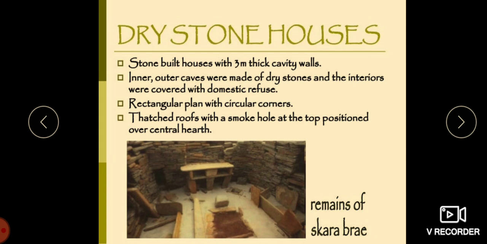It differs. So the dry stone houses, how they were built: they were stone-built houses with 3 meters thick cavity walls. Inner and outer faces were made of dry stones, and the interiors were covered with domestic refuse. Rectangular, plain, circular corners were there, and a thatched roof with a smoke hole at the top positioned over the central hearth.